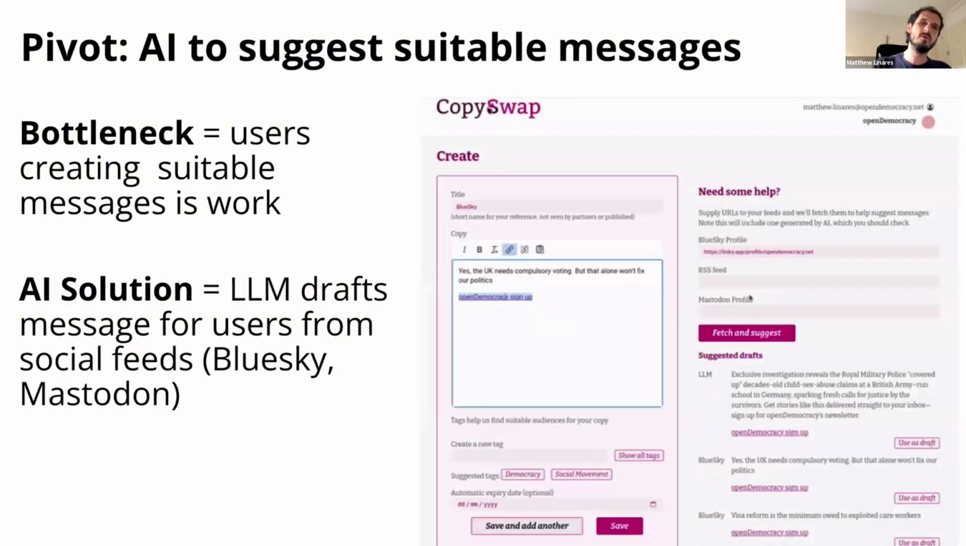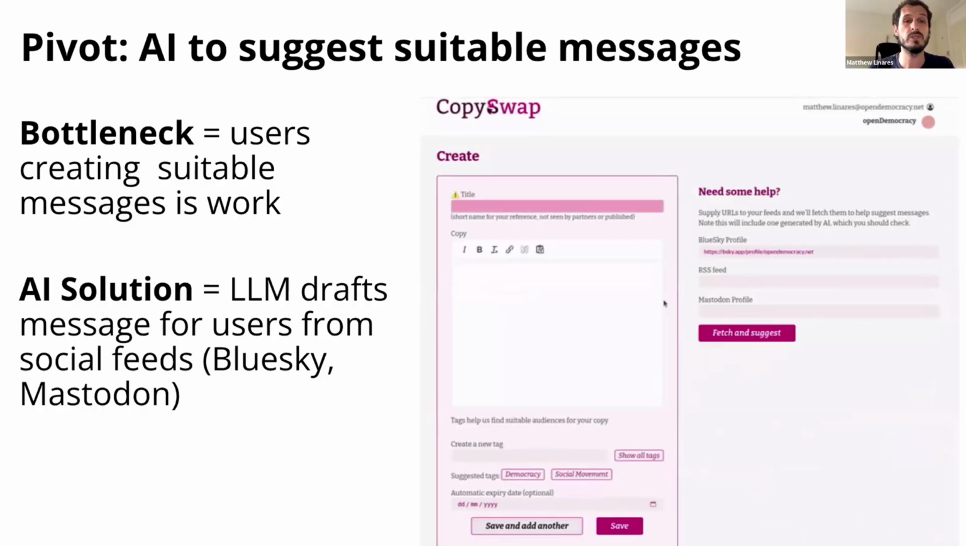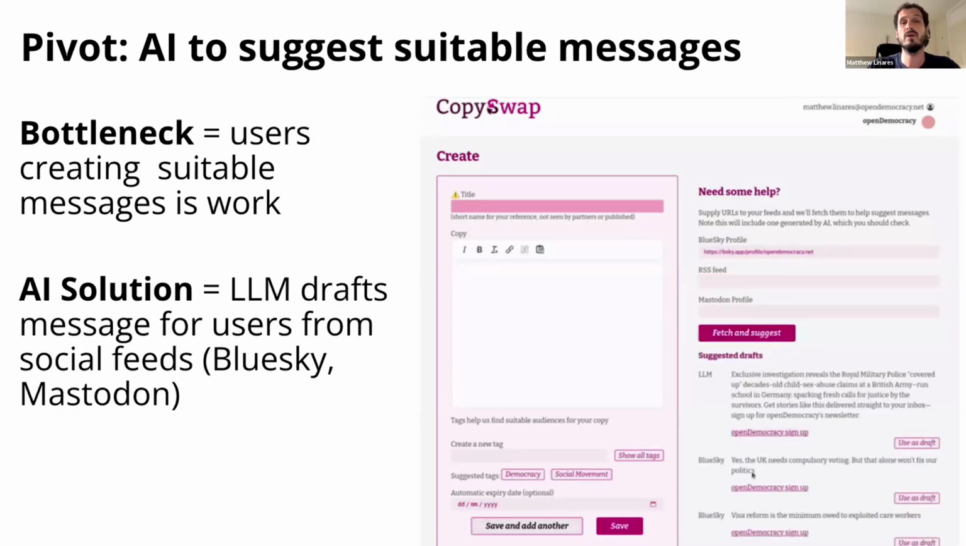specific. So what was interesting, we decided to take a pivot. We can use AI to solve this problem. The bottleneck was users having to create suitable messages. That's a kind of work. We're asking people to do work to partake in the platform.